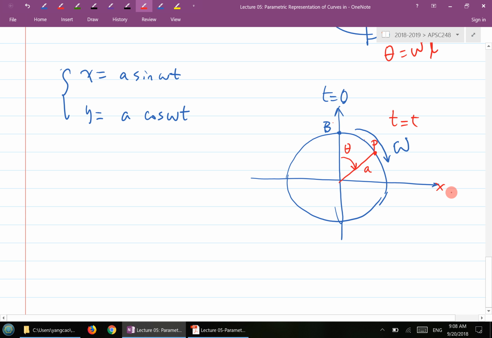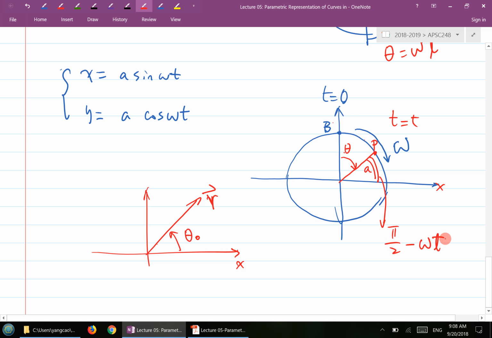So when we're talking about this, let's use the vector concept. Here's a vector, and you always reference the angle between the horizontal axis and the vector, whatever you want to call it, r. So we always reference the x-axis, the horizontal one. Exactly. So this particular angle here is pi over 2 minus theta, or omega t. That's your current angle for that particular point P.